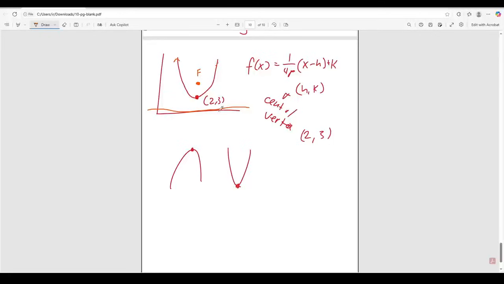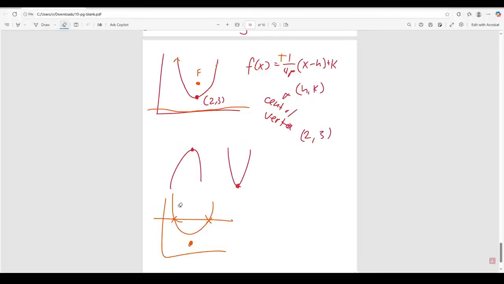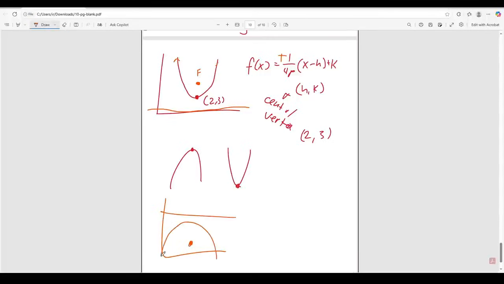So if the directrix is on the bottom and the focus is on the top, your graph opens upwards and p must be positive, okay? Now, if the directrix is on the top and the focus is on the bottom, because your graph cannot intersect here or here, right? It cannot cross the directrix, what's going to happen is your graph is going to be opening downwards like so, and it's going to have a negative number in front of it.